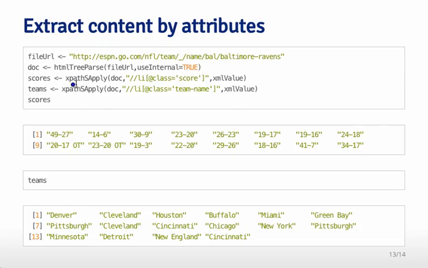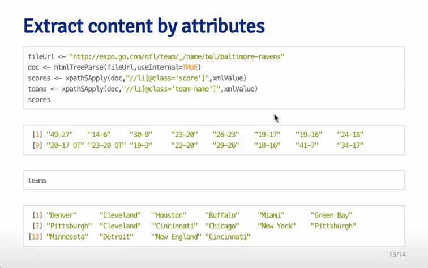So now I'm again going to use XPath sapply to programmatically extract some components of this document. I'm going to start with the whole document again, and again extract the XML value, so the value inside of certain elements. But I want to find very specific kinds of elements. So I'm going to look for elements that are list items, LI, and that have a particular class, so they have class equal to score.